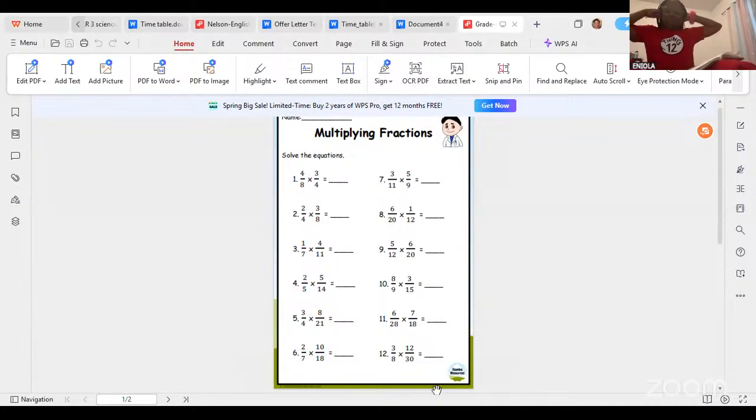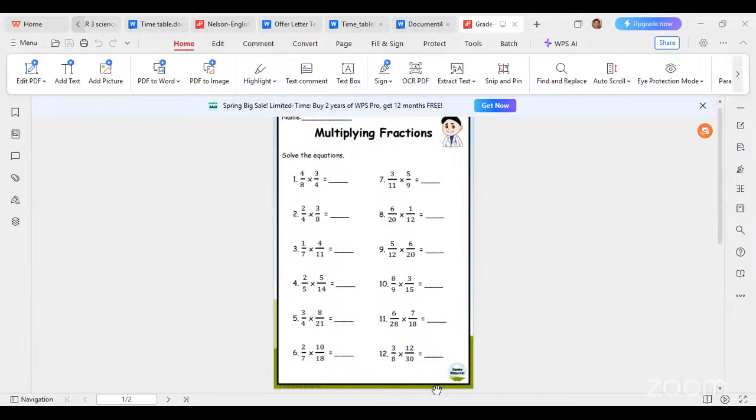For number one, I got 3/8. For number two, I got 3/16. And for number three, I got 4/77. Very good. We're on the same page. So let's do that quickly. The rest of them? Yes, please.